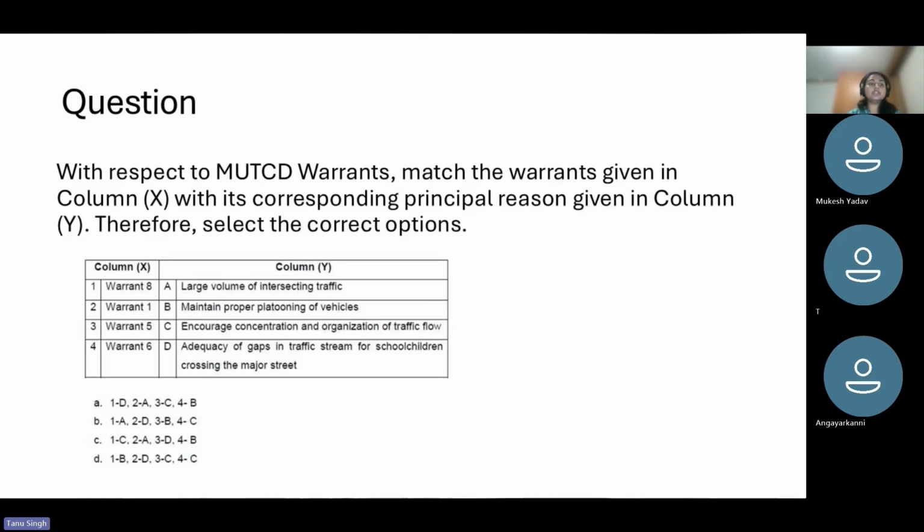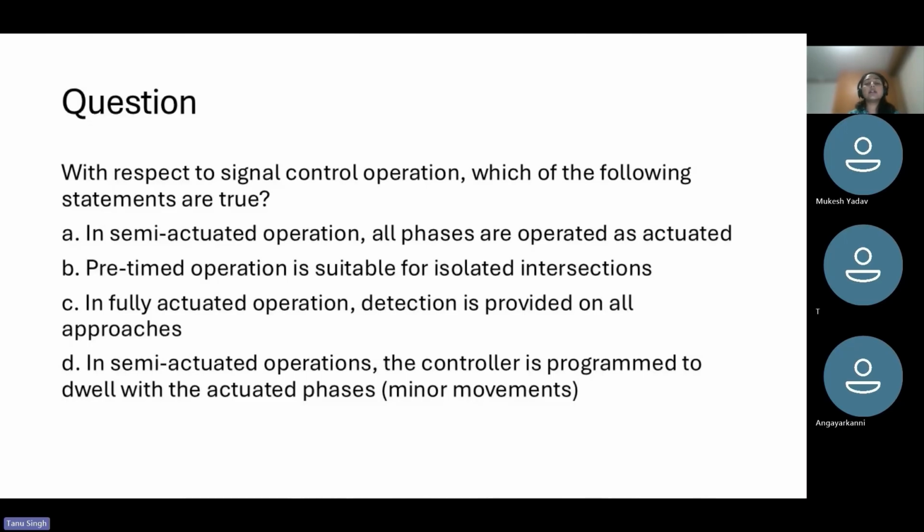Now coming to the next question. With respect to signal control operation, which of the following statements are true? First is, in semi-actuated operation, all phases are operated as actuated. Second statement is, pre-timed operation is suitable for isolated intersection. And C statement is, in fully actuated operation, detection is provided for all approaches. And D statement is, in semi-actuated operation, the controller is programmed to dwell with the actuated phase, that is minor movements.